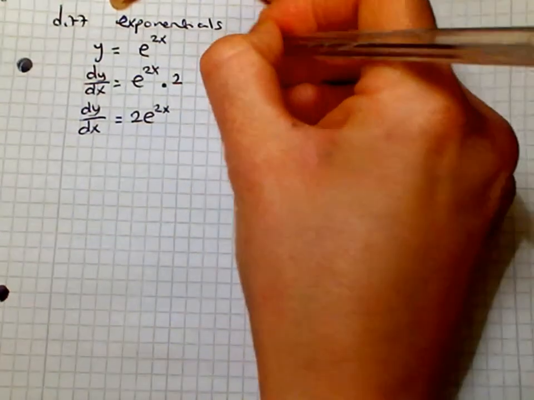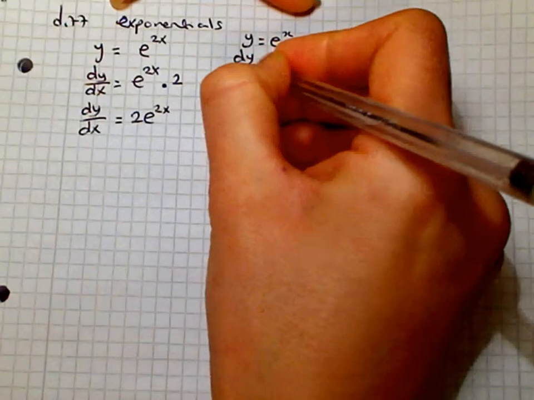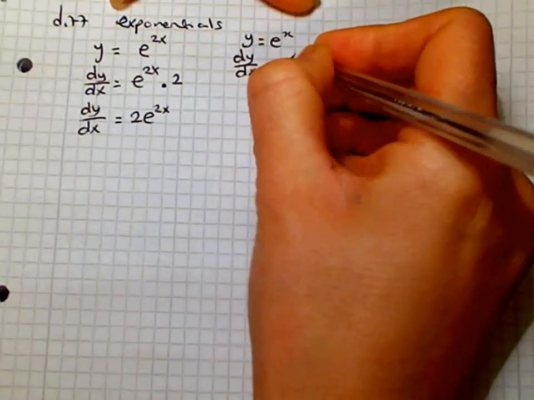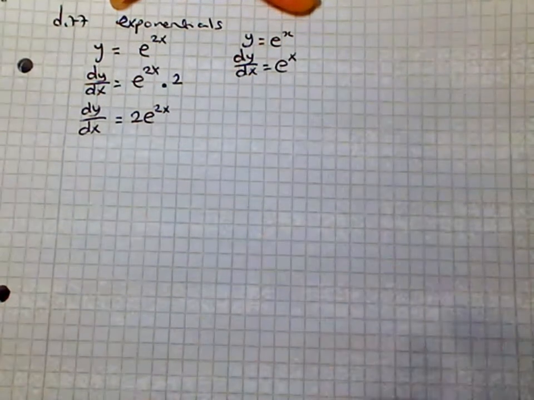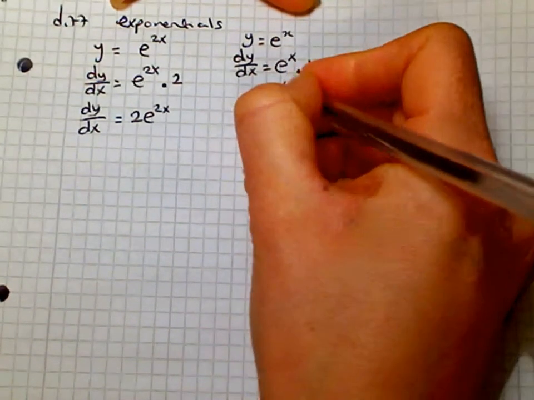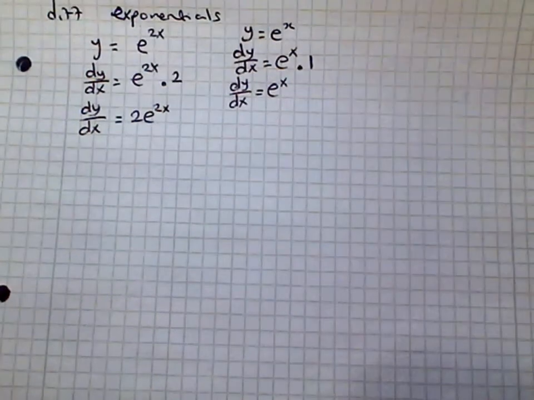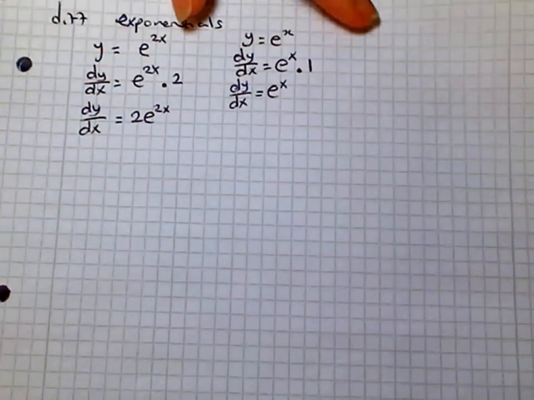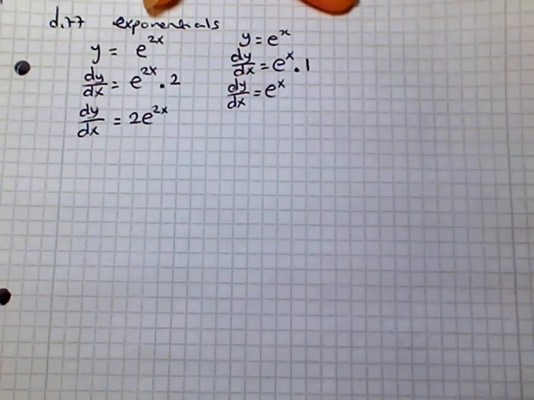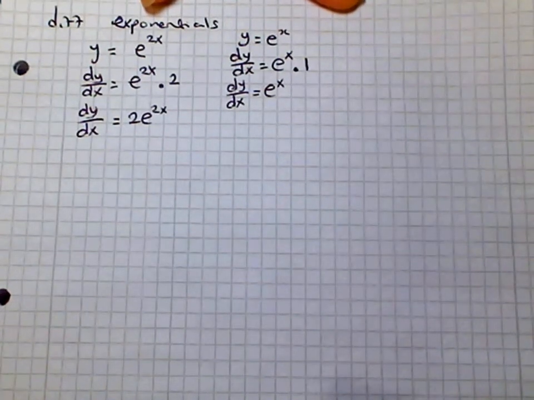Remembering that, which is in your log tables, if you differentiate e to the power of x, you get e to the power of x as your answer. And the reason is because it's e to the power of x by the differential of your power, which is 1. So it's just e to the power of x is your answer. Okay, so remembering exponentials can be differentiated using any of the rules that we've already covered.